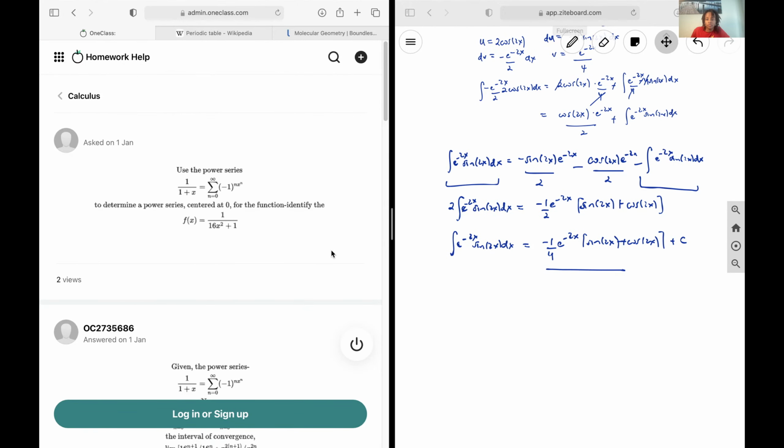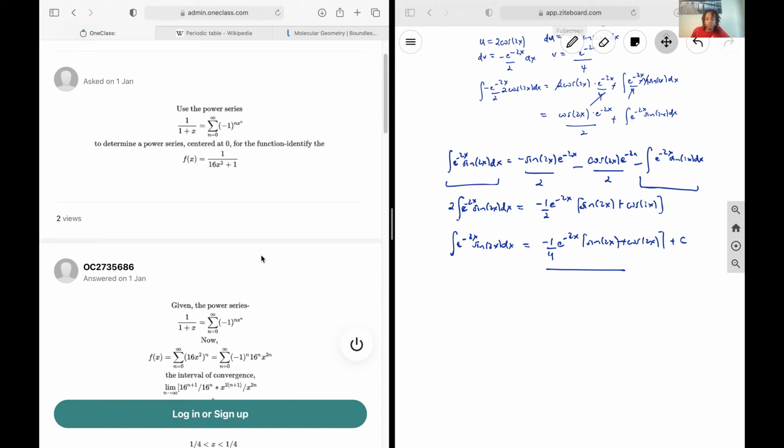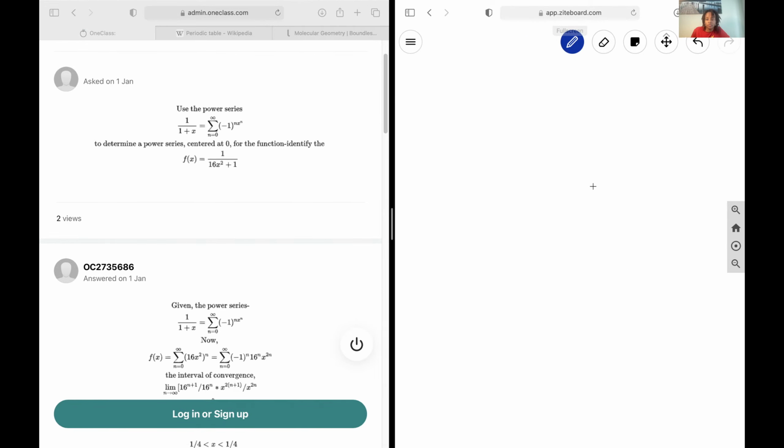So we want to determine a power series centered at 0 for the function, and so let's go about doing that. And we're given the power series that 1 over 1 plus x is equal to the summation from n equals 0 of negative 1 to the power of n multiplied by x to the power of n.